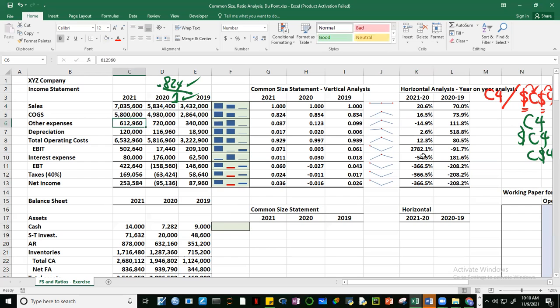Okay? So total operating cost, ang laki ng increase, ano? 80.5 ito, 12.3. Here you can see that overall, operating cost in 2020 increased by 80.5%, while sales only increased by 70%. So you'll really have problem with that. See, 2021-2020 figure, guys, 12.3% increase in total operating cost and sales increased by 20.6%. Okay. Now, we'll have a problem in the horizontal analysis.